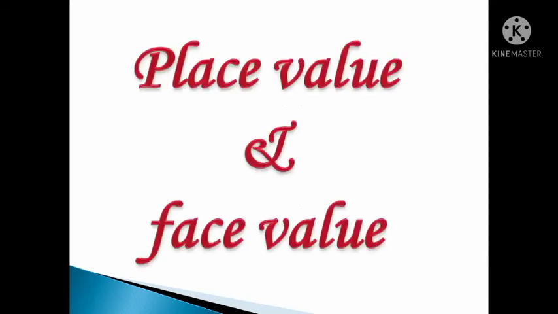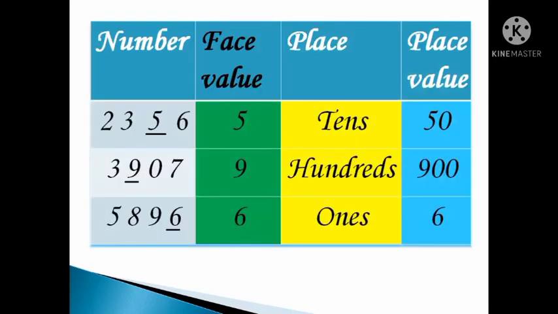Let us learn place value and face value. What is place value and face value? See the numbers here, 2,356. Number 5 is underlined. Let us check the face value, place value and place of the 5. Face value means what? The number, how it is looking. It's looking like 5. So face value is 5. Wherever the number is placed, it's not a problem. How is it looking? It is looking like 5. So face value is 5.